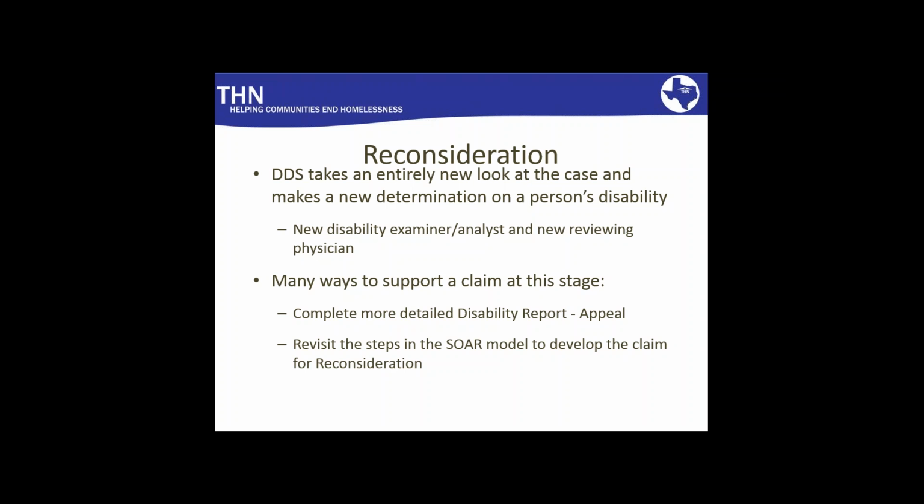And also there are many ways to support a claim at this stage. You can complete a more detailed disability report with the appeal, and that can be very helpful. Also revisit the steps in the SOAR model to develop the claim for reconsideration. You can look through the SOAR website, look at the model, and revisit those steps. But going back to the disability report, that really should be strengthened at this time when you're doing a reconsideration. That way you can get off to a positive start and then go back and revisit the other pieces.